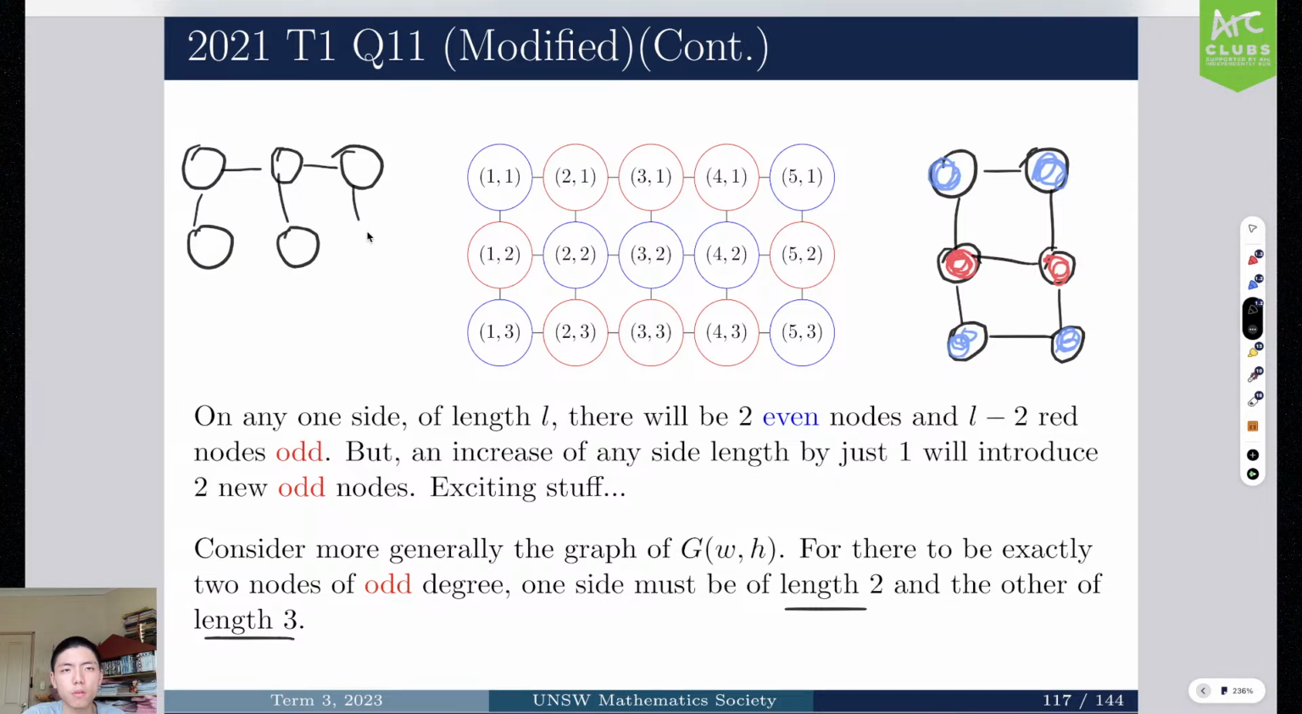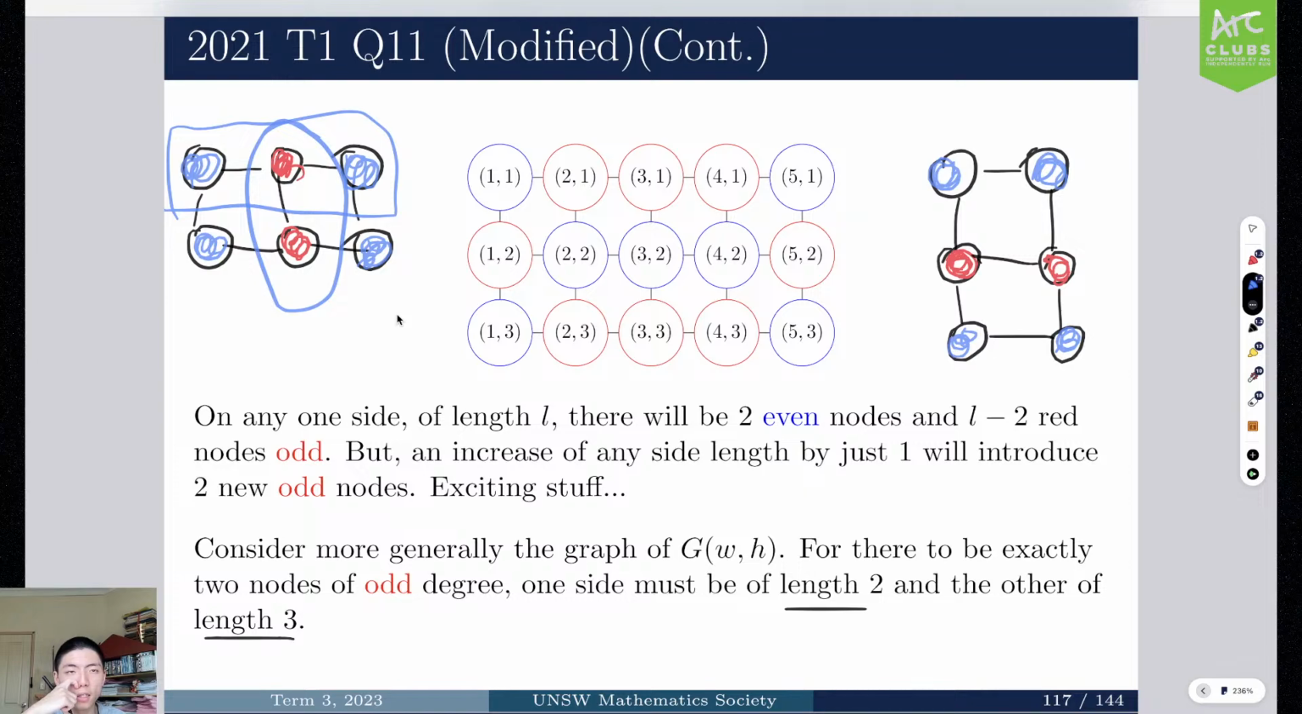Because here we have these two being red, and the corner pieces are the even degrees, right? So in this scenario as well, if you were to increase any length, you would be introducing extra odd nodes, right? So these would be the only ones that have actually two red nodes in them. There is no other way that you can get two red nodes other than these two graphs, because if you were to shrink it, the red nodes would disappear. If you were to shrink it this way, then everything would become even on both sides. Okay.